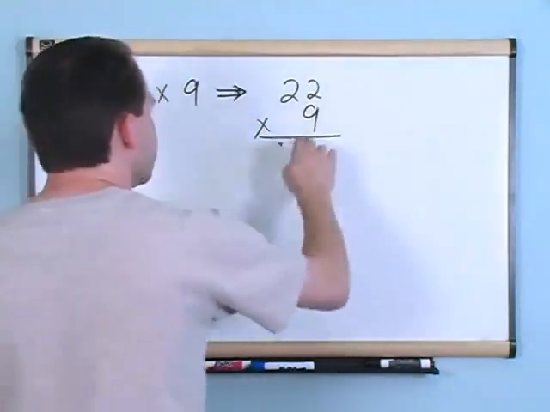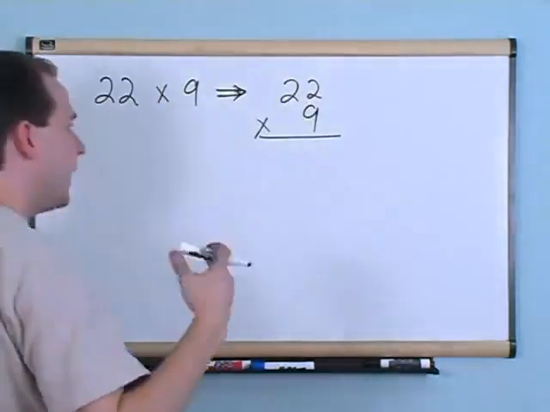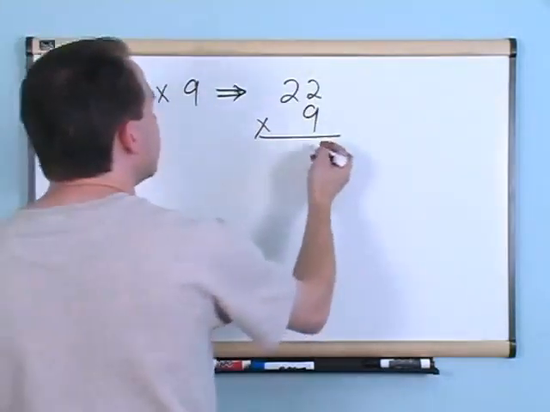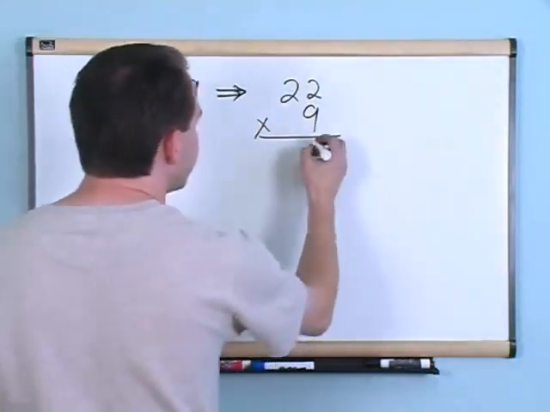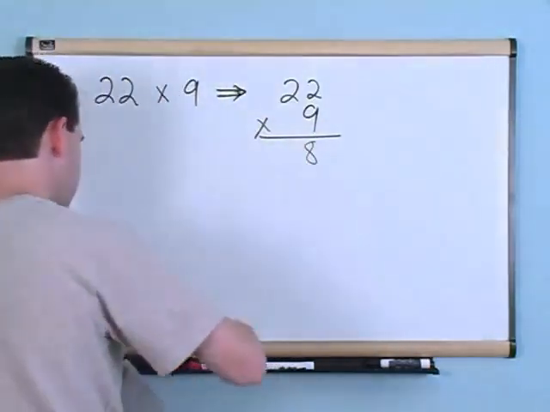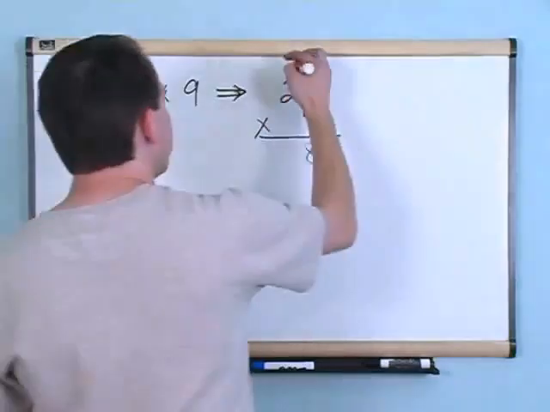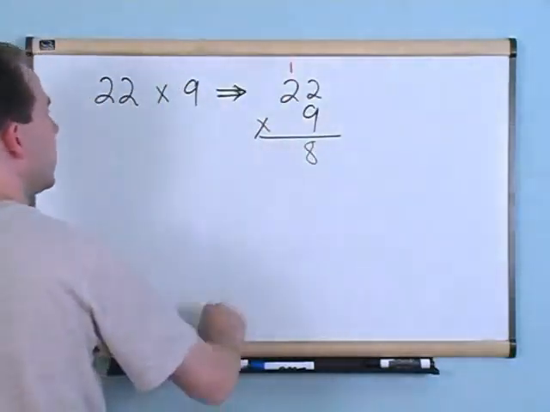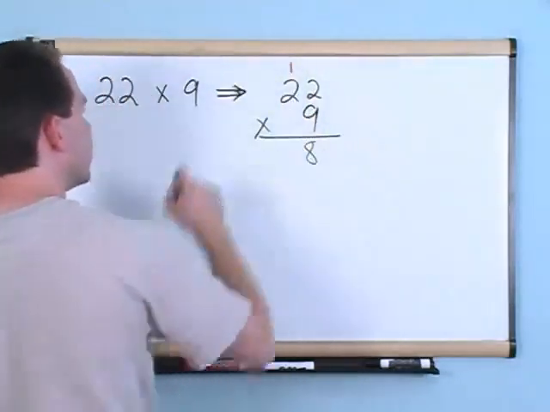Let's go ahead and work in this column. 9 times 2 gives me 18 from your multiplication tables. But 18 is too big to write here. It's 2 digits, so I'm going to put the 8 here, and I've got to put that 1 somewhere, so I'm going to put that 1 up here on top of the column to the left, okay? So 9 times 2 gives me 18, okay?